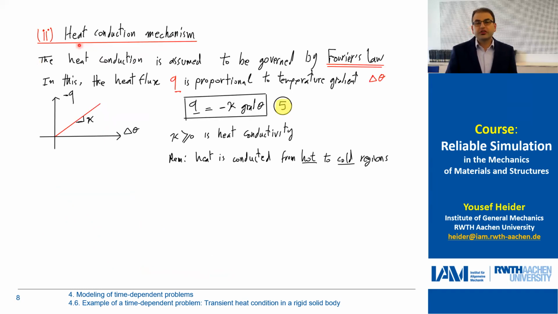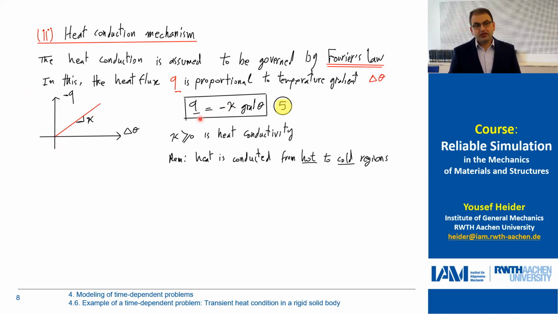The second mechanism is the heat conductivity, the heat conduction mechanism. The heat conduction is assumed to be governed by Fourier's law. The heat flux is proportional to the temperature gradient. We name this sometimes delta zeta, or we write explicitly the gradient of zeta. Fourier's law is also a linear relationship. So you see here the gradient of zeta, and here Q, which is a heat flux vector, and then we have a line between them. It's an illustration in one-dimensional space.